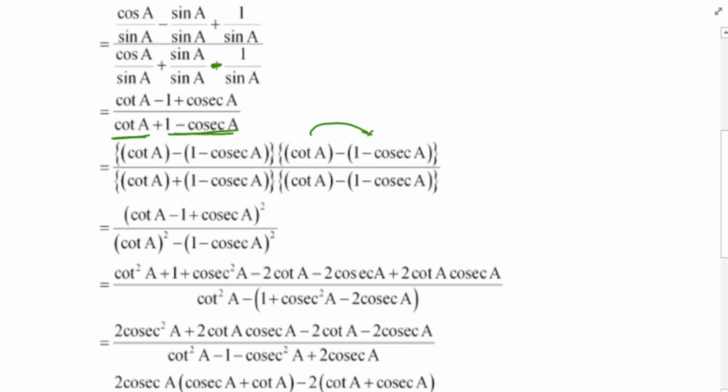What happens in the numerator? It is A minus B into A minus B. In place of A we have cot A, in place of B we have 1 minus cosecant A. So A minus B into A minus B is A minus B whole square. So A is cot A, minus B is 1 minus cosecant A. Minus of minus will become plus here, whole square, divided by.